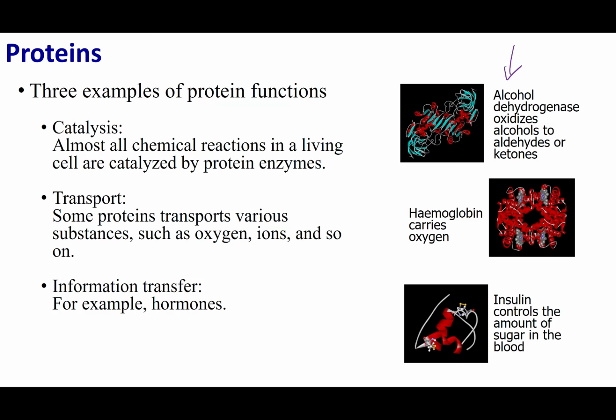And then lastly, we have proteins that control the information in your body. For example, if you need to utilize some of your fat storage, if you need to crank up the sugar levels in your body or decrease the sugar levels in your body, these proteins control that function and they deliver information to the rest of your body so that you can produce what you need to when you need to.